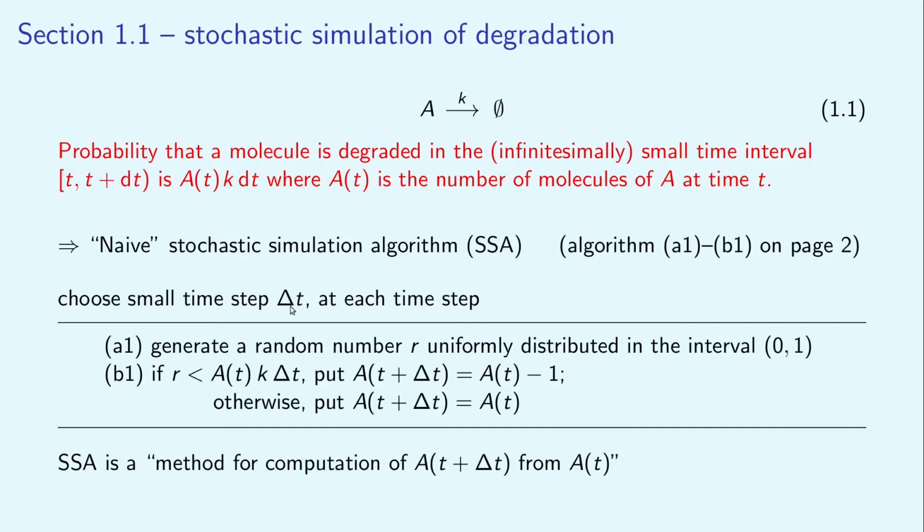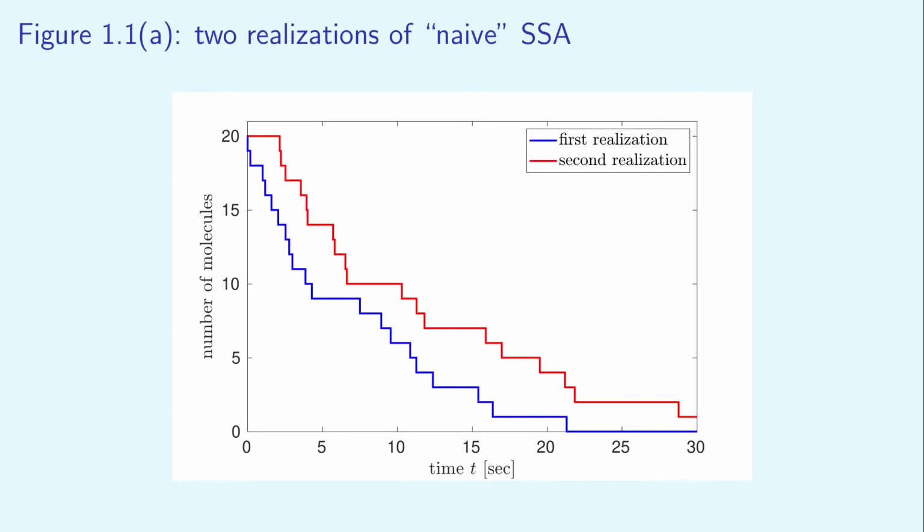At each time step, we repeat these two steps. First, we generate a random number r uniformly distributed in the interval (0, 1). If r is smaller than A(t) k delta t, then the reaction R1 occurred, and we update the state of the system by removing one molecule of A. Otherwise, we will do nothing. By repeating steps A1, B1, we can compute the time evolution of the system, which is shown in figure 1.1a on page 3 of the lecture notes, where I start with 20 molecules in the system.